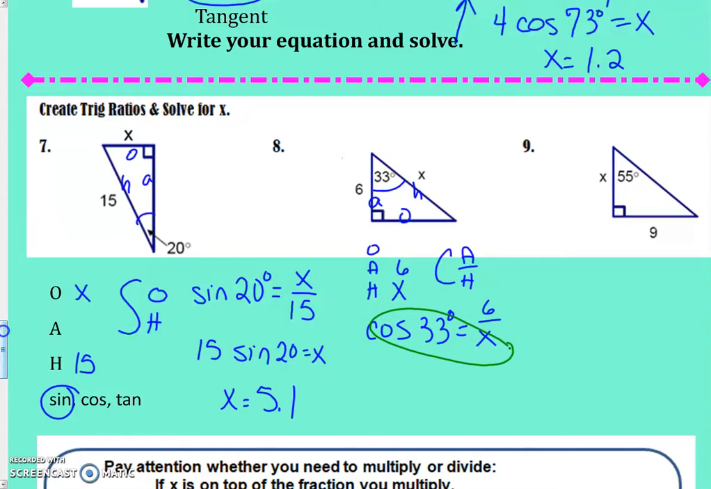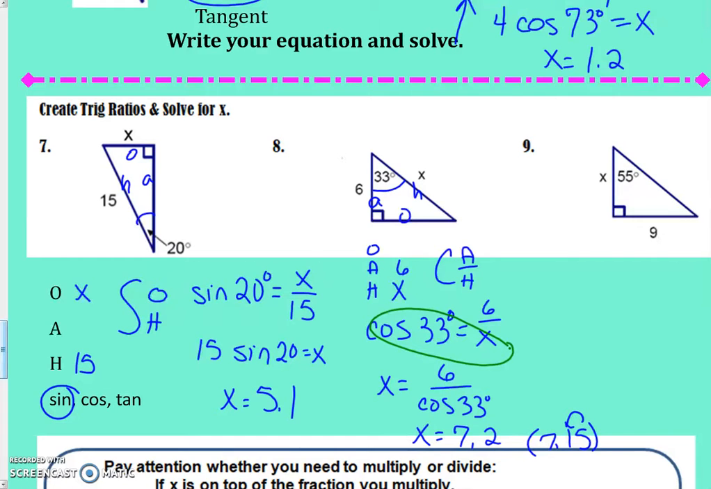All right, if x is on the down low, you divide, you know. That comes from the video. So it becomes x equals 6 over cosine of 33 degrees. And that's going to equal my x value of 7.2. Again, watch the rounding. It was 7.15. That's going to round it up to a 2.